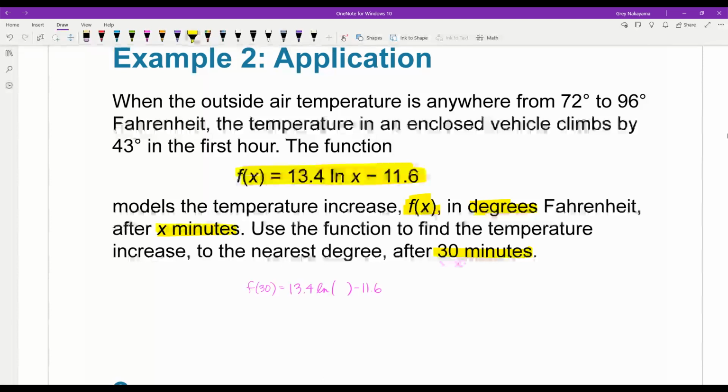So I'm just plugging in 30 wherever I see x. Plug that in, put it in your calculator. 33.98, round to the nearest degree, is going to be 34 degrees.